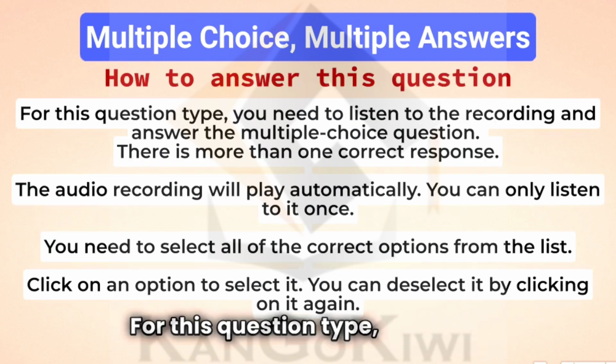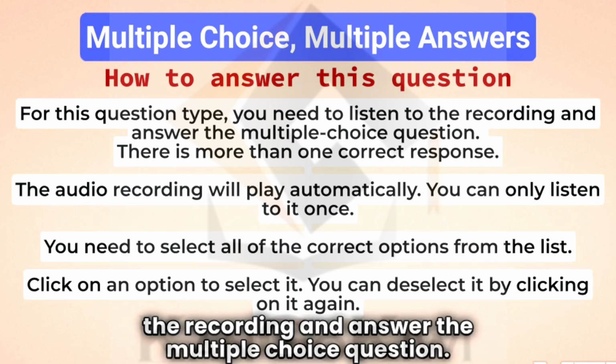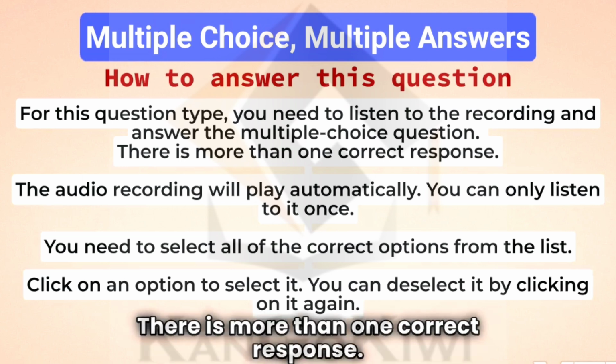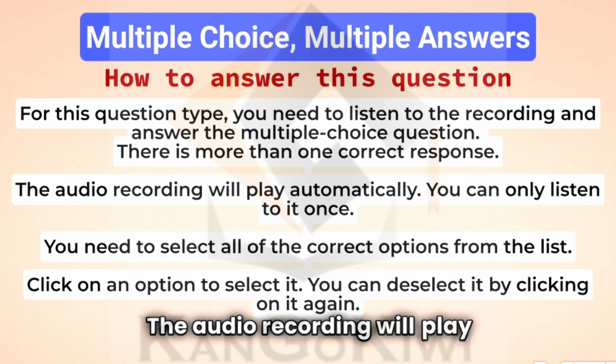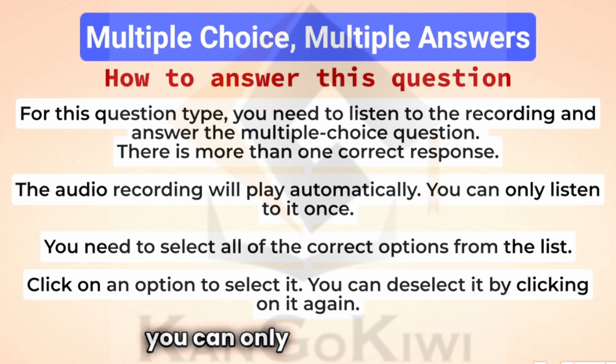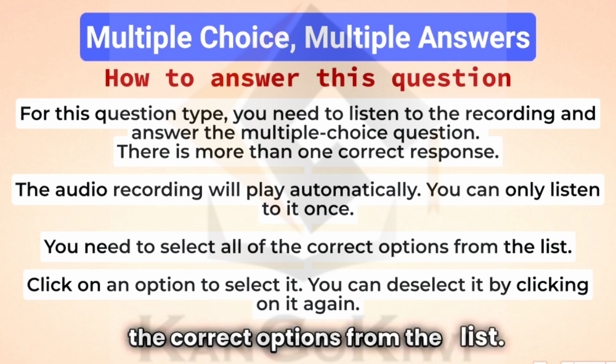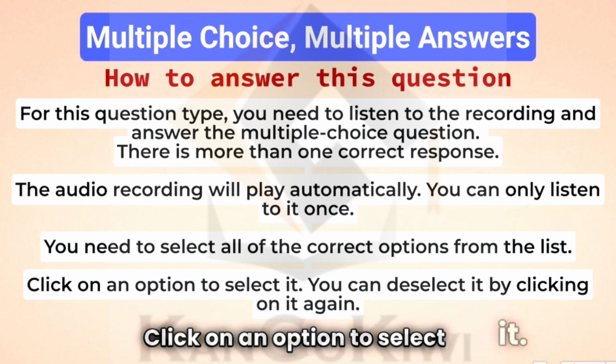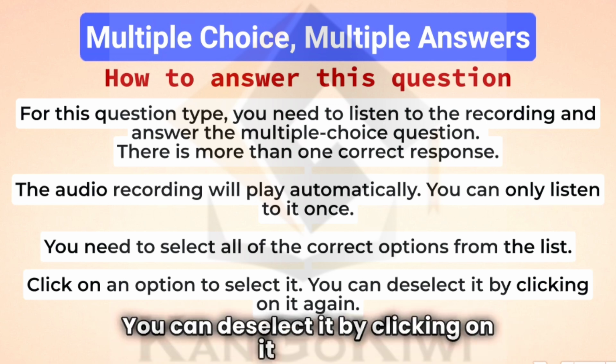For this question type, you need to listen to the recording and answer the multiple choice question. There is more than one correct response. The audio recording will play automatically, and you can only listen to it once. You need to select all of the correct options from the list. Click on an option to select it. You can deselect it by clicking on it again.